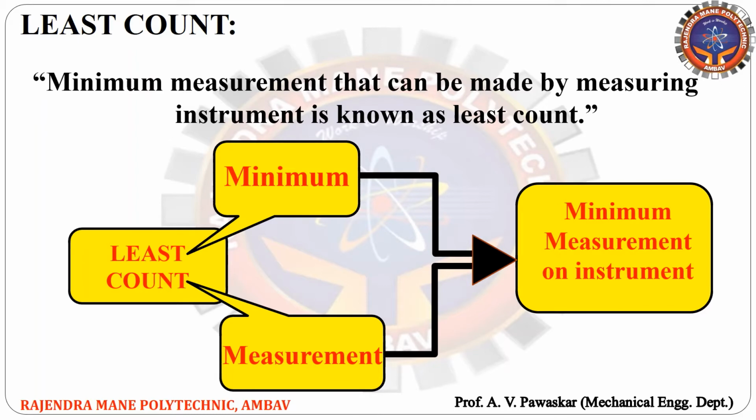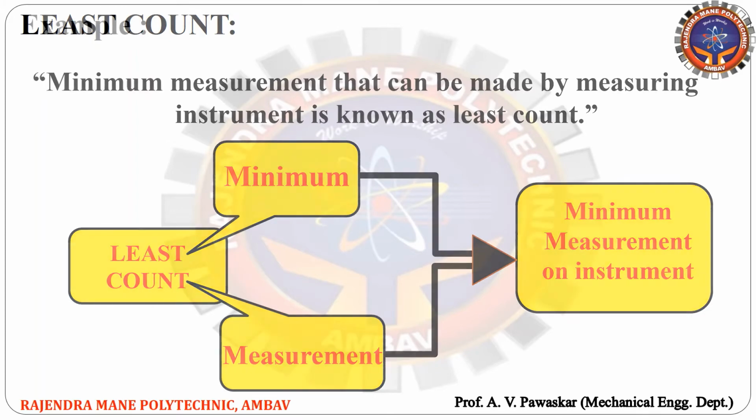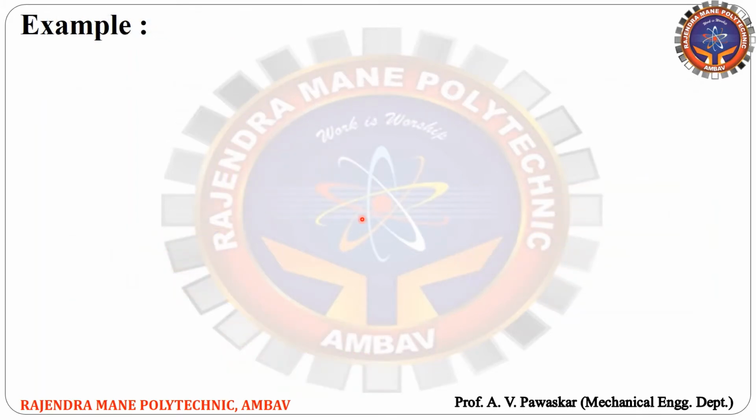So have you cleared the definition of least count? Least count means the minimum measurement on that instrument. So let's see a simple example of least count.